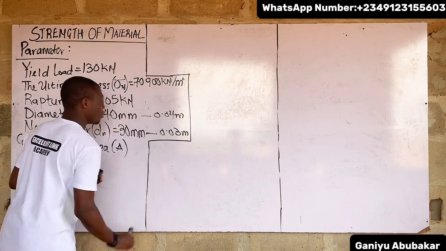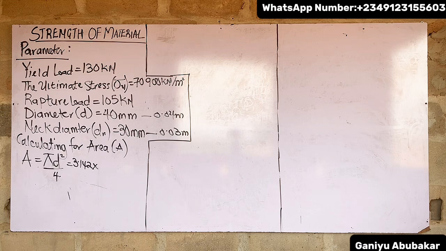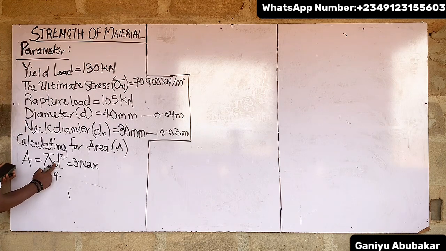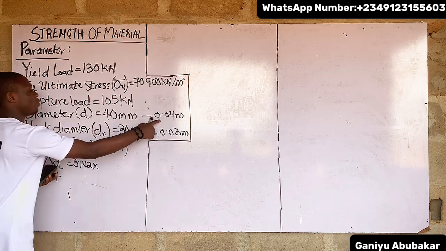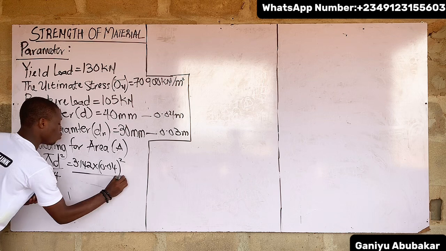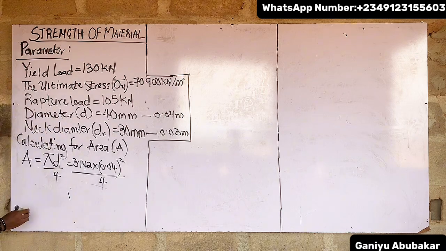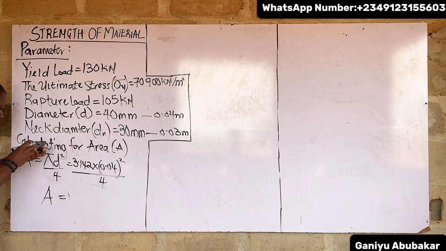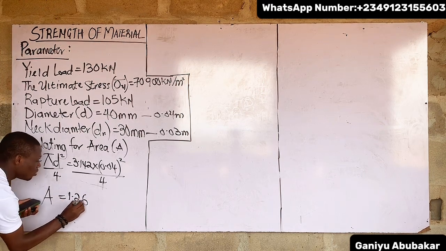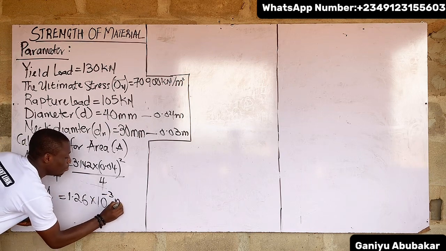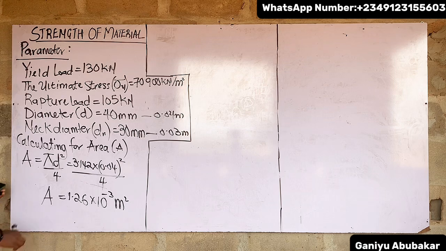So I have this, all right. The diameter now becomes my d squared. That's 0.04, 0.04 all squared over 4. So the area is equal to, if I multiply these together, 1.26 times 10 to the power minus 3 meter squared. This is my normal area.